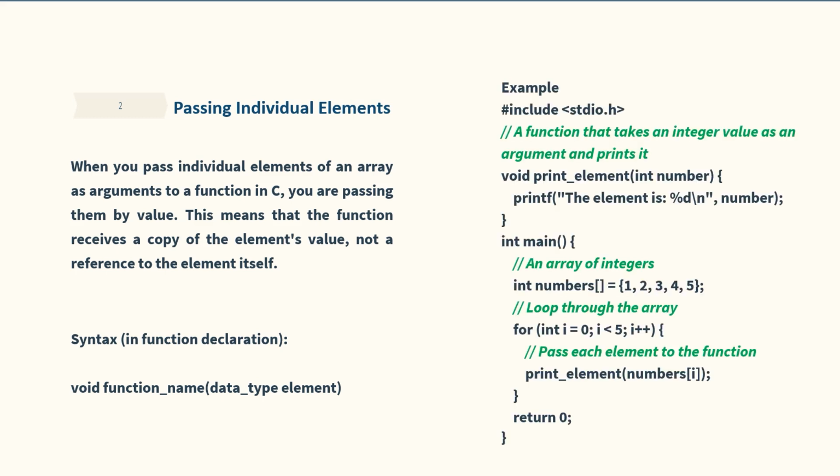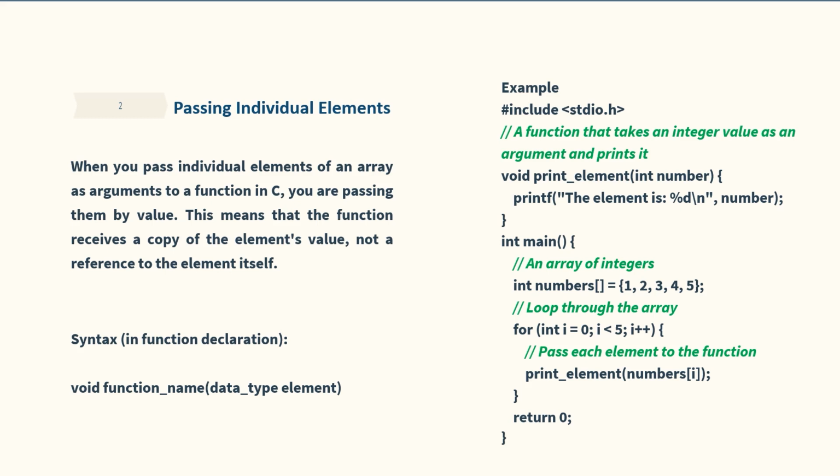In this program, the print_element function is defined to take a single integer as its parameter. The main function initializes an array called numbers. Using a loop, main then passes each element of the array to the print_element function one at a time. Inside print_element, the integer argument number is a copy of the array element passed in, and it's used just for printing. In summary, individual array elements are passed to a function like any other variable. The function receives a copy, and the original array remains unchanged.